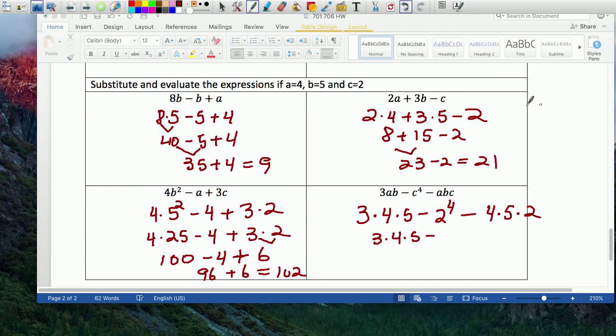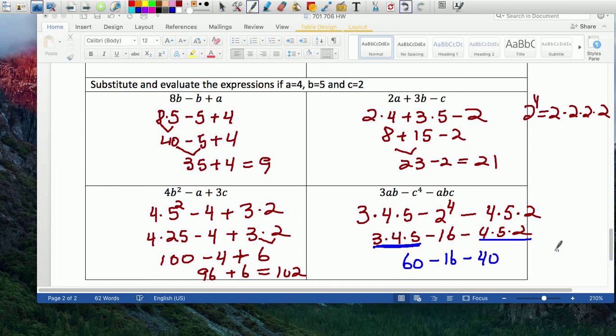And 2 to the fourth is the same thing as 2 times 2 times 2 times 2. 2 times 2 is 4, times 2 is 8, times 2 is 16. So I'm going to replace that with an actual value, which is 16. Minus 4 times 5 times 2. So what do we take care of? We're going to take care of this set of numbers. 3 times 4 times 5. 3 times 4 is 12. 12 times 5 is 60. There you go, 60. Minus 16, minus, and let me take care of this group. 4 times 5 is 20, 20 times 2 is 40.